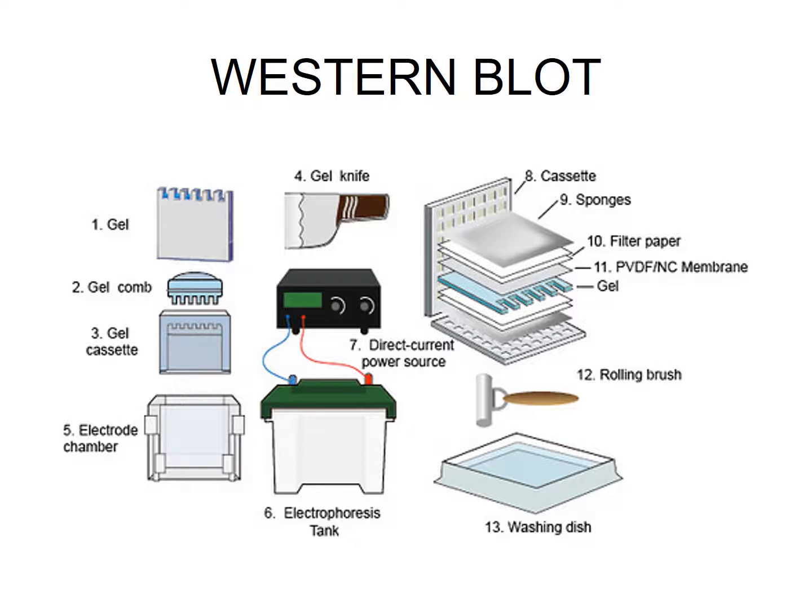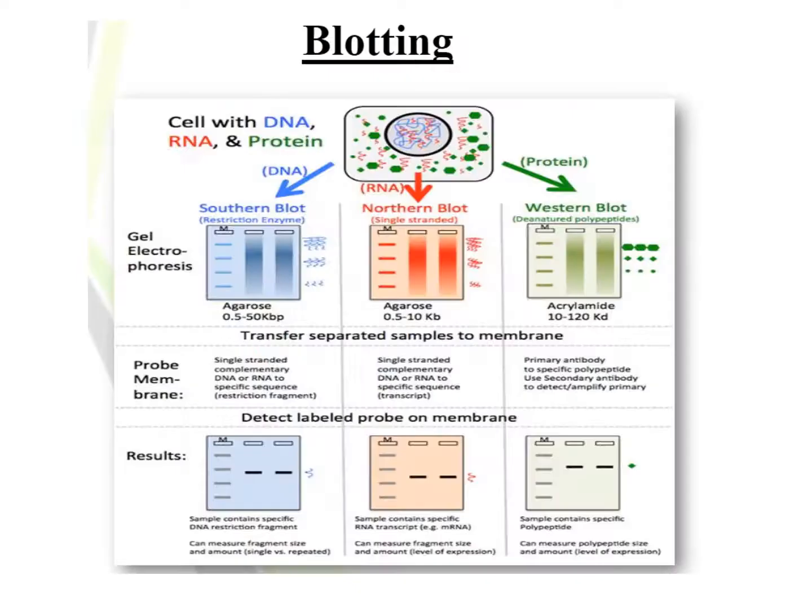You make layers here, lock that down, and get rid of all the bubbles. Then you apply that cassette to another electrophoretic chamber, and the proteins move out of the gel and are electrophoresed into the blot itself. So here's a cell with DNA, RNA, and protein, and I just wanted to show you that we have DNA and RNA here, messenger RNA, but we're focused on protein.